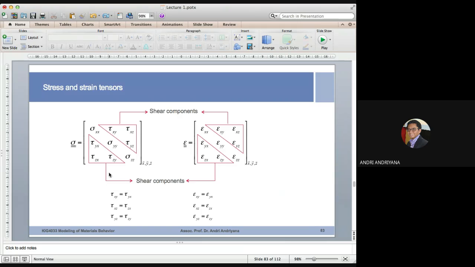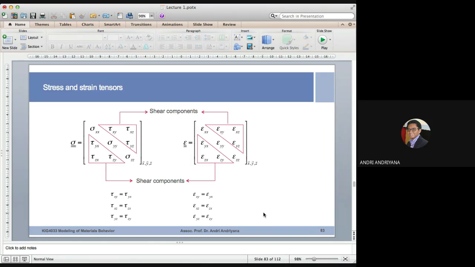Okay, so noting that the stress tensor and strain tensor are symmetrical, which means that tau xy equals tau yx, tau xz equals tau zx, and so on and so forth. So in summary, the matrix contains 9 components. But since this is symmetrical, it means that you only have 6 independent components. If it is the stress tensor, you have 3 normal stresses and 3 shear stresses. So there are 6 independent components.